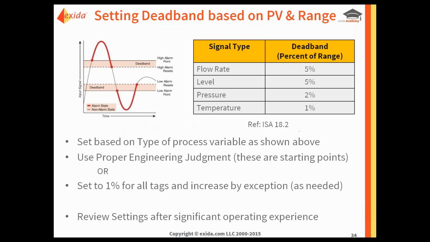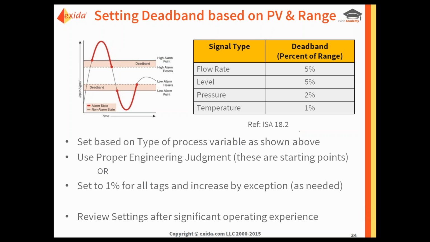Now, when it comes to setting deadband, there's a couple of different recommendations or practices. One is doing it based on the type of process variable and the range. So if it's a flow, one recommendation is to use 5%. Now these guidelines have been around for quite a long time, even before ANSI/ISA 18.2, that's where they first appeared. So some people look at this as a maximum to be used on a case-by-case basis, maybe a starting point, but certainly not to be applied blindly.